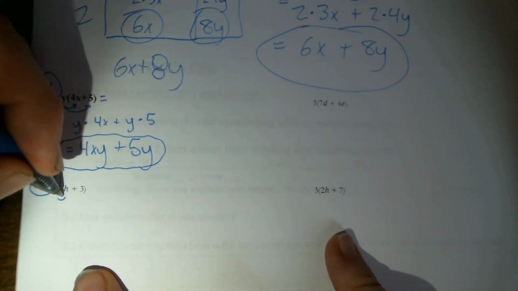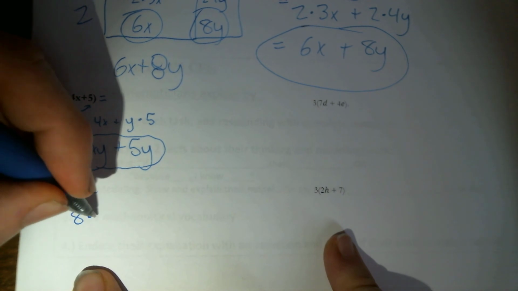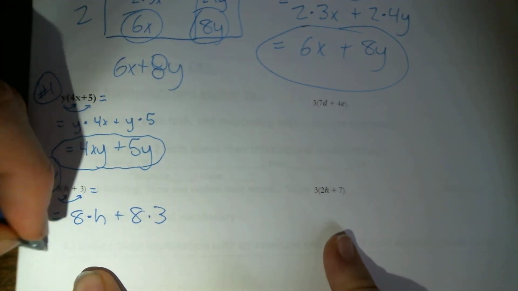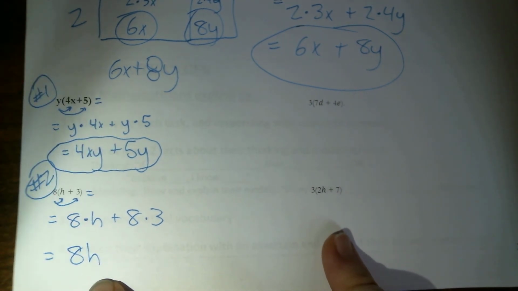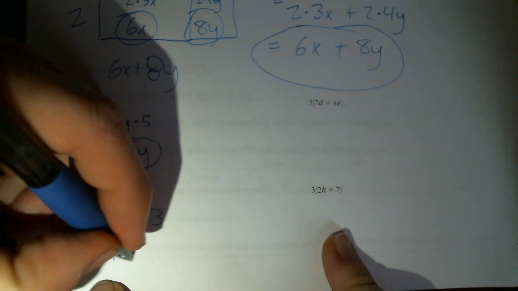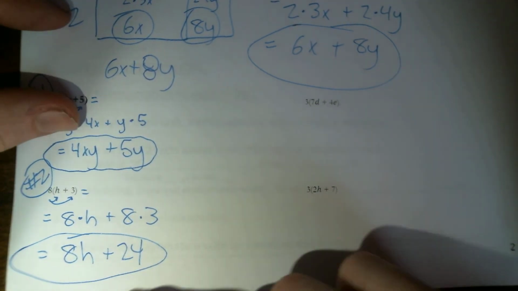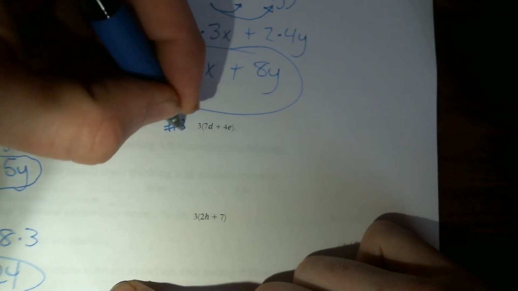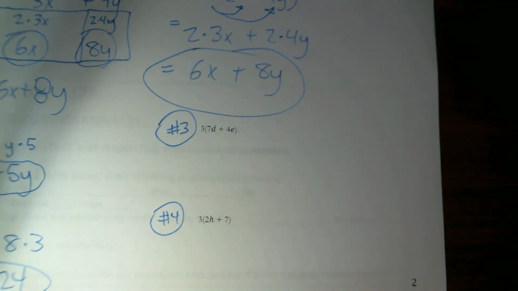So again, I like to have my arrows. 8 times h. 8 also times 3. So it means 8 times h plus 8 times 3. And what is this equal to? Well, 8 times h is 8h. And 8 times 3 is 24. So there we go. We've got those. So hopefully you've corrected some of the mistakes you were making. Now go try number 3 over here and number 4. Again, take about a minute and a half to try to figure it out, and then come on back and see if you got your answers right.